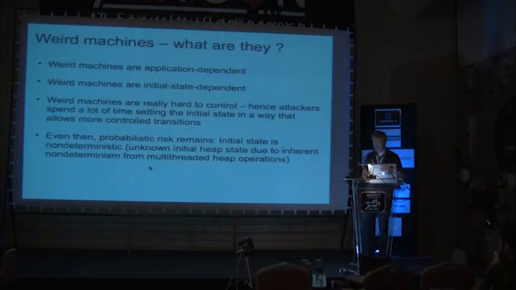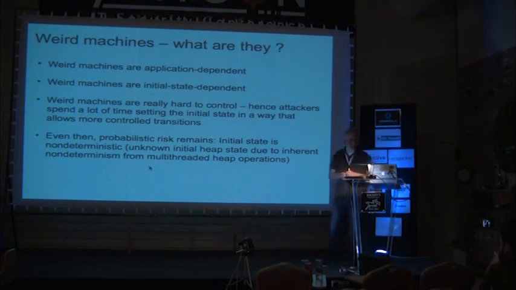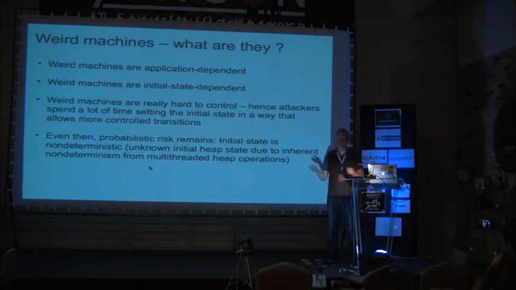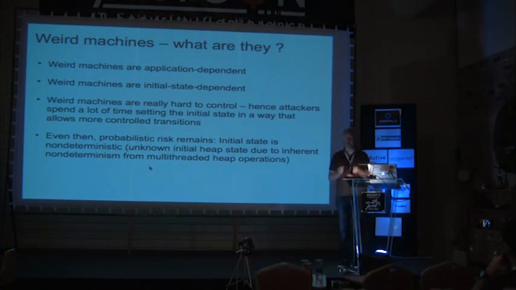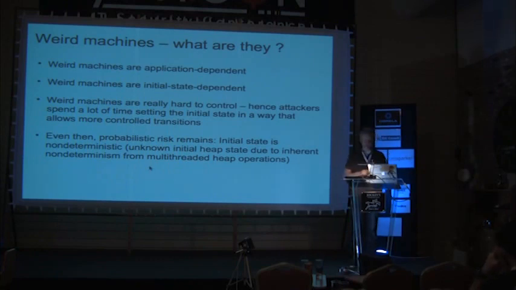So what are the properties of weird machines? Well, first of all, they're application dependent, because the application defines all the initial states, and the application defines all the transformations, and my interaction with the application defines what sort of transformations there will be. And therefore, every application will have a different weird machine, if you want. And weird machines are initial state dependent, meaning at the time of the attacker corrupting memory, there's a particular state that the attacker starts out with. And depending on this initial state, the different transformations will have really different effects.